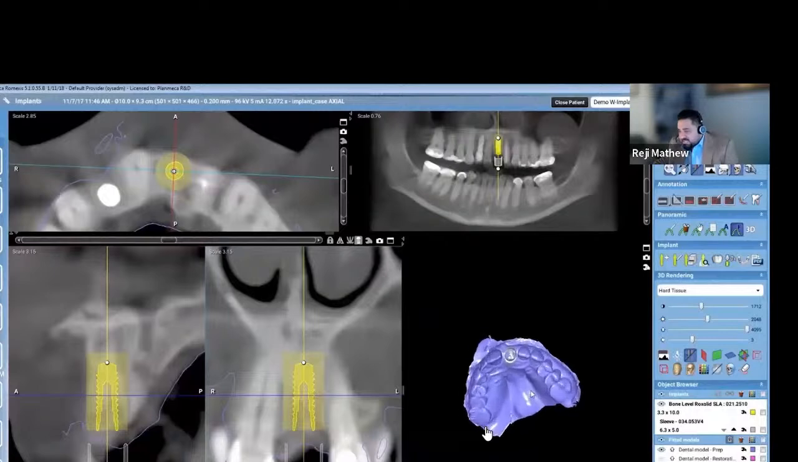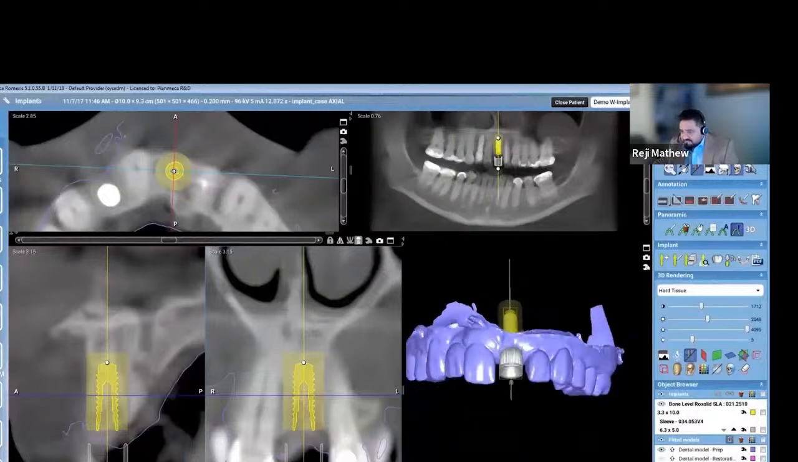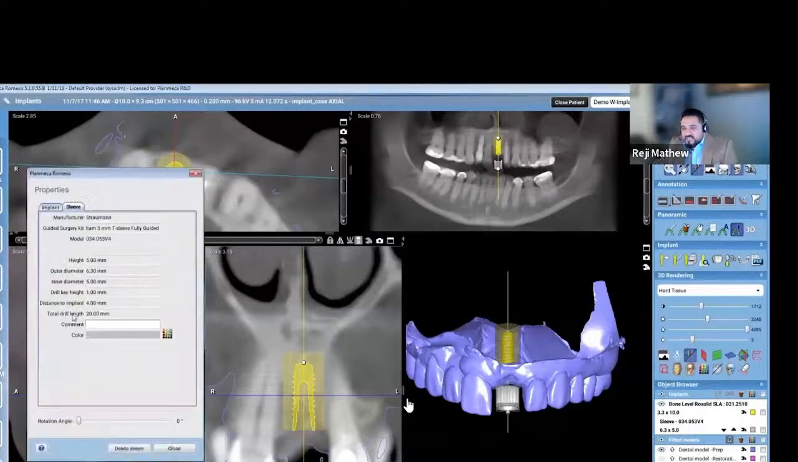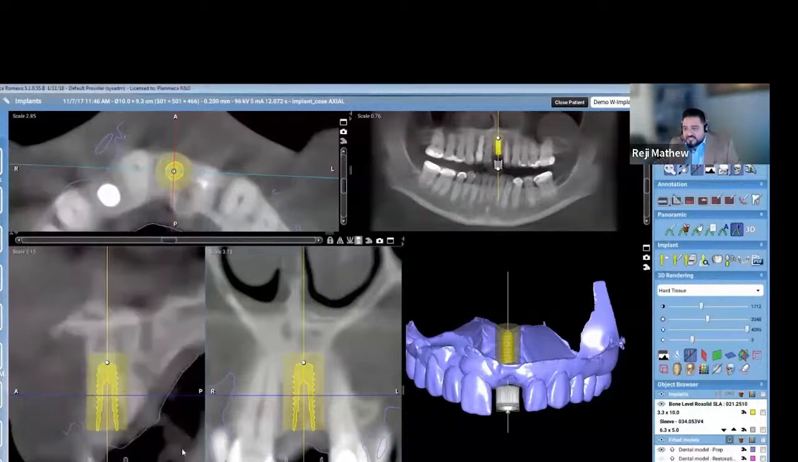Now, once I have it, I can just bring the sleeve and see if it's touching those gingiva. I can actually move the sleeve slightly down, depending upon how you want it to move. You can bring it closer, and again, you can change those to whichever area you want. You can also look at what the total drill length is. You can see that the total drill length is 20 millimeters in this case.